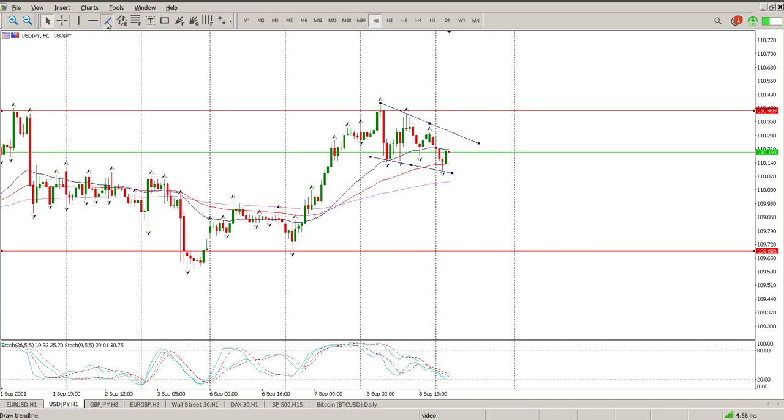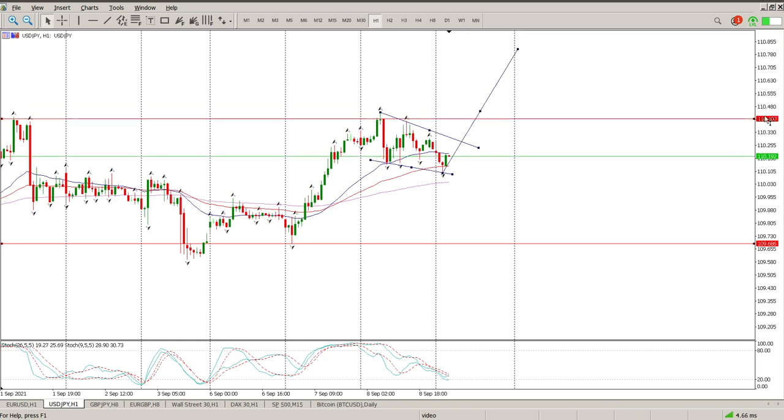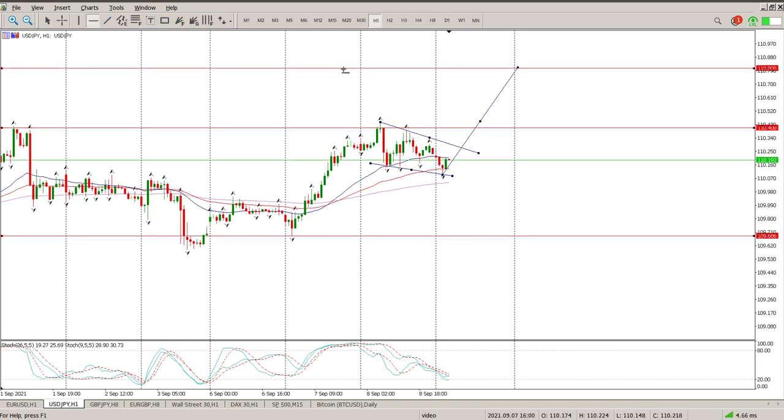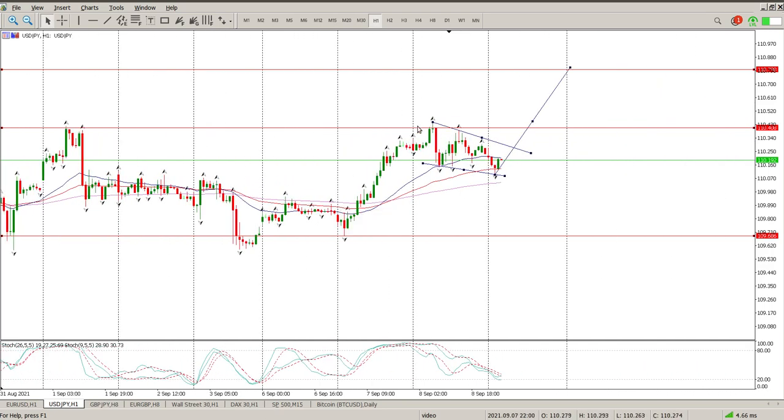And if that is a flag, and it's a flag break, we would then want to see a break of 110.400, and that would validate this measured move, which would take us up to there, which is 110.798. Okay, and that would be an indication of stronger dollar. At the moment, it's still range bound, but it does look like there is potential to break this range to the upside. That would be the first target.